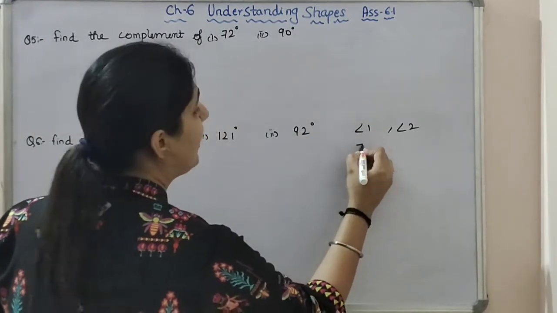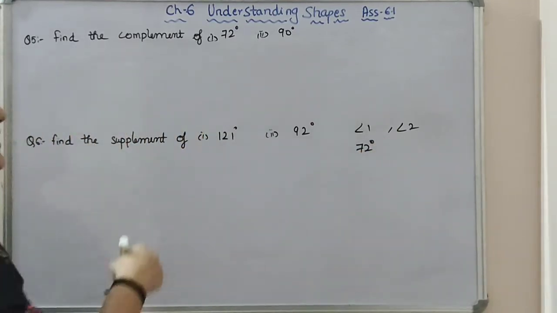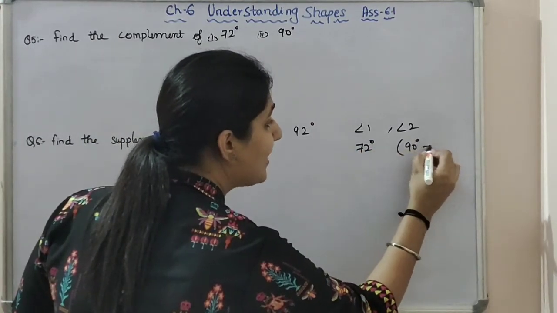So if one angle is given to us that is 72 degrees, then the other will be 90 minus 72 degrees.